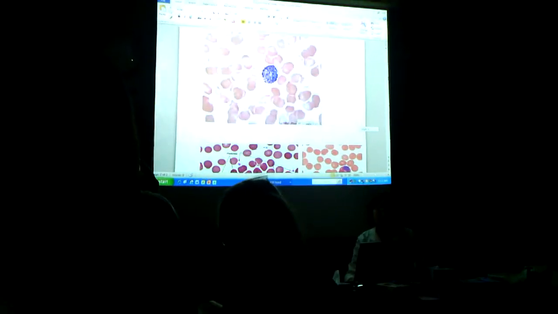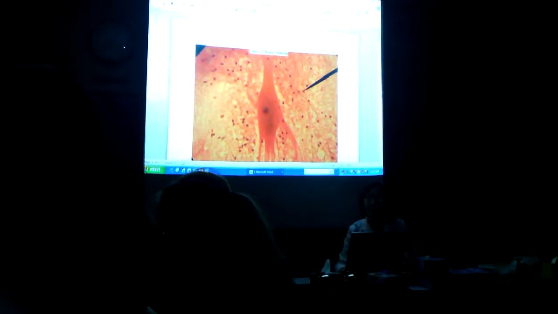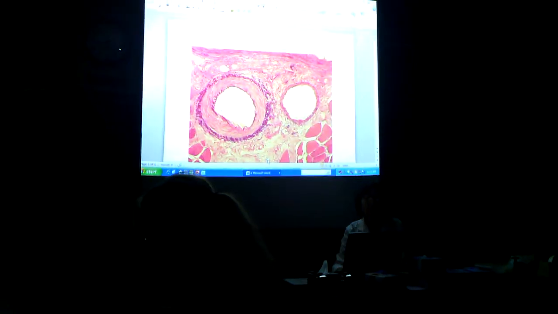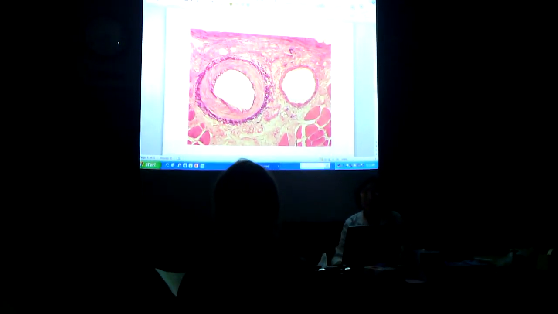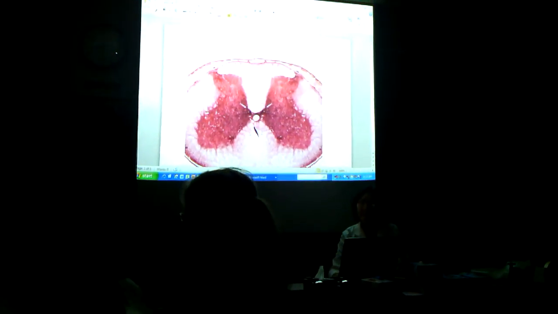Okay, so those are the 4 slides that you need to know. Blood smear slides. We'll go over these more in detail tomorrow. And your neuron slide, right there. And your artery, vein, and nerve slide. And your spinal cord slide. Okay?